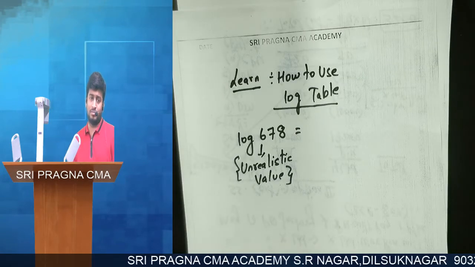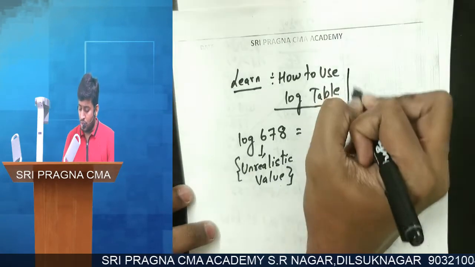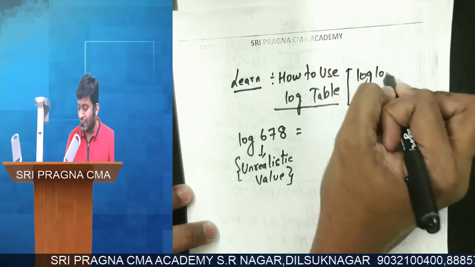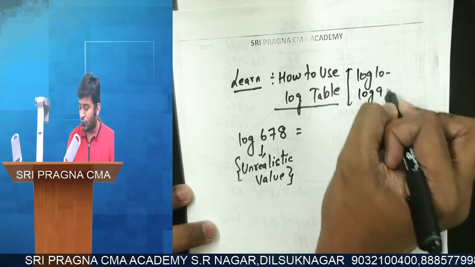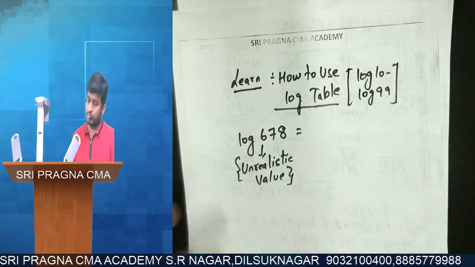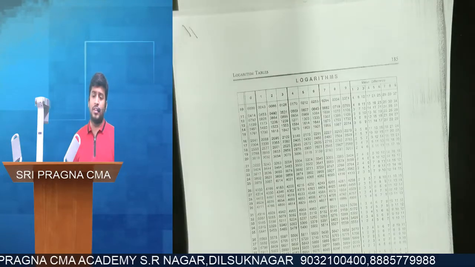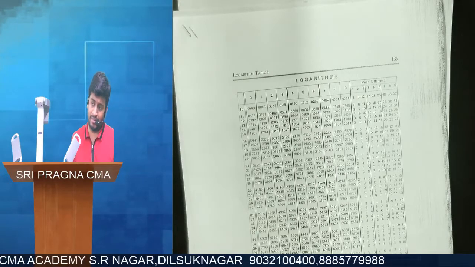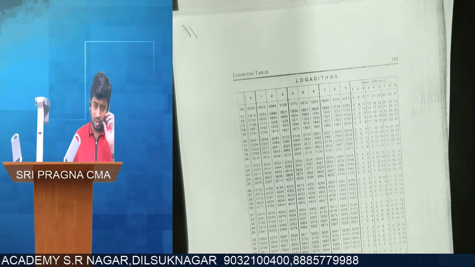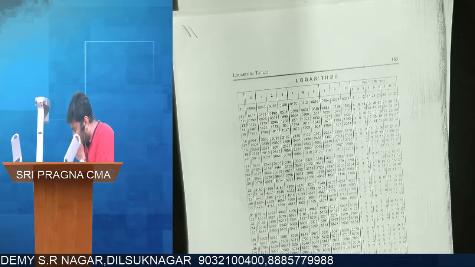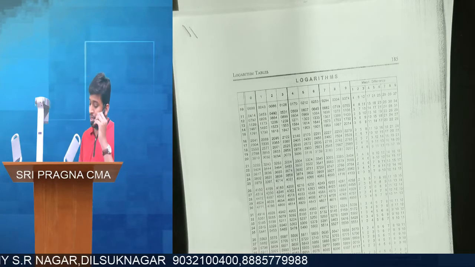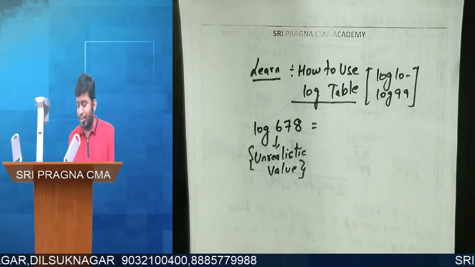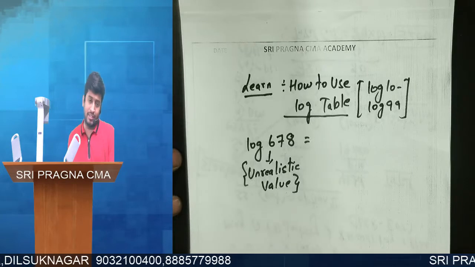Rule number 1, remember this. The log table starts with log 10 and ends with log 99. That's the rule.